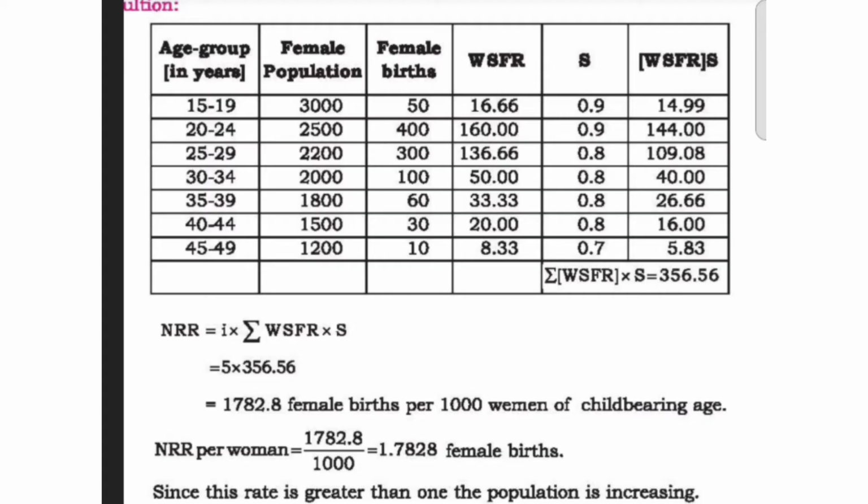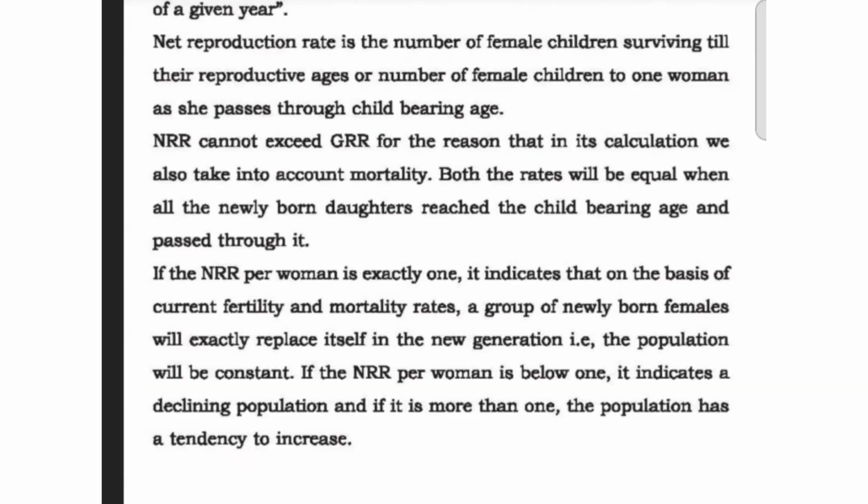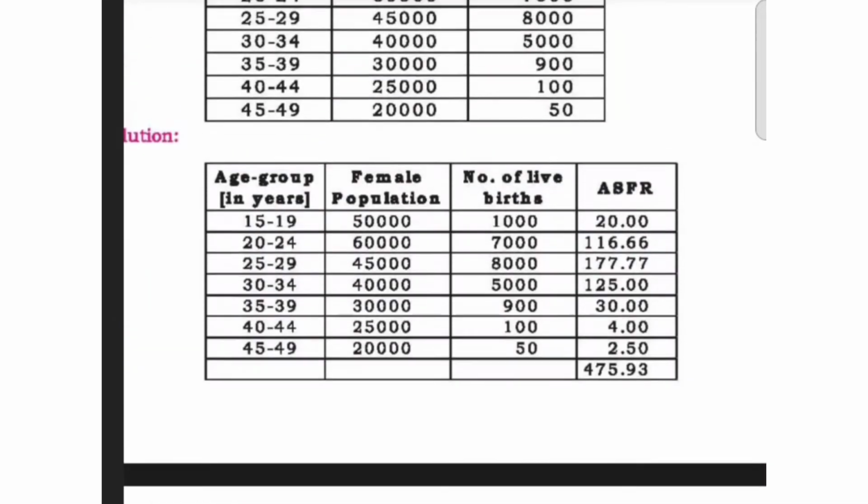Okay, then 5 into that total you are multiplying, then you are getting one answer that you write as per 1000 woman population of childbearing age. Then you are calculating NRR per woman, that is 1 point something. If it is greater than 1, then the population is increasing, you write. This is an NRR problem.